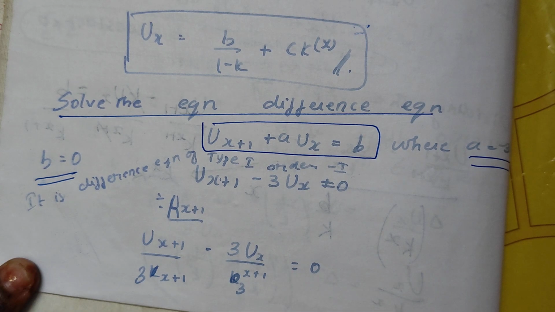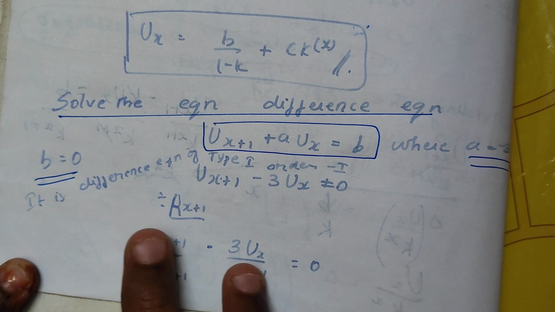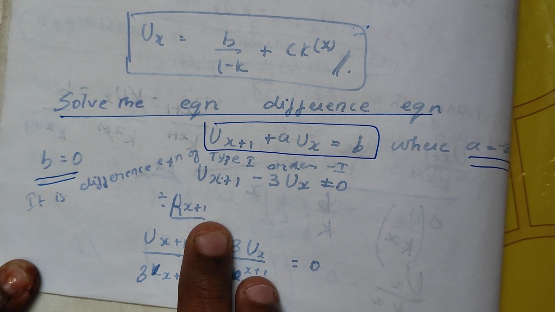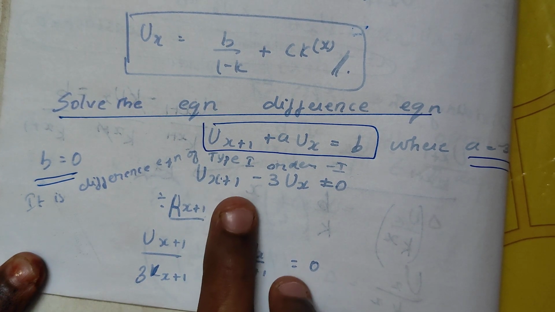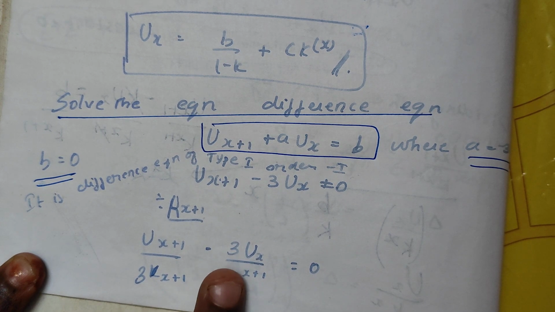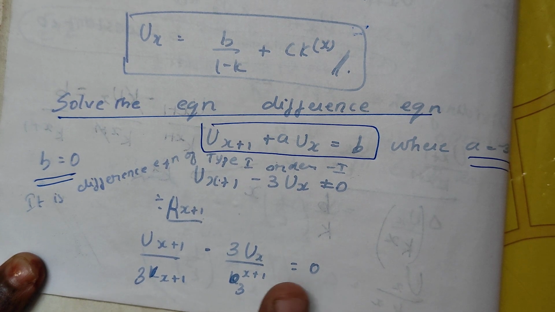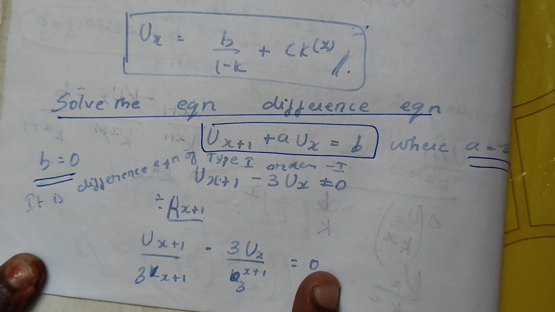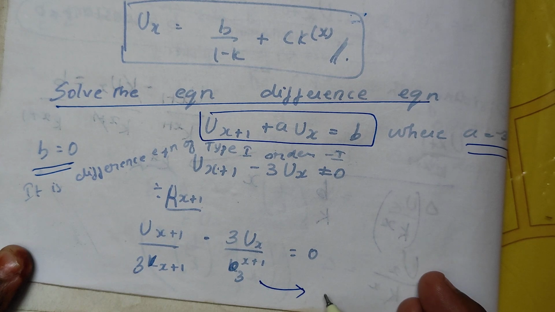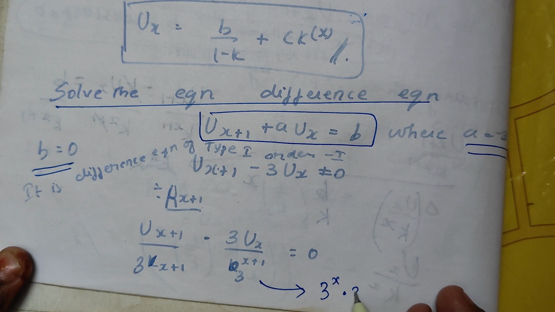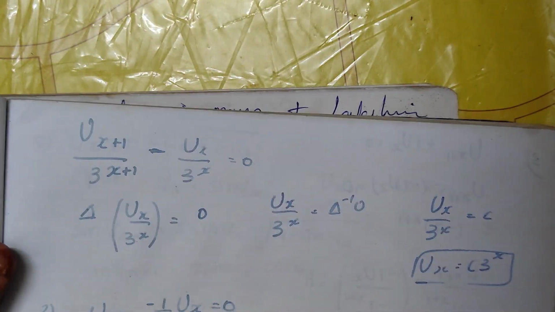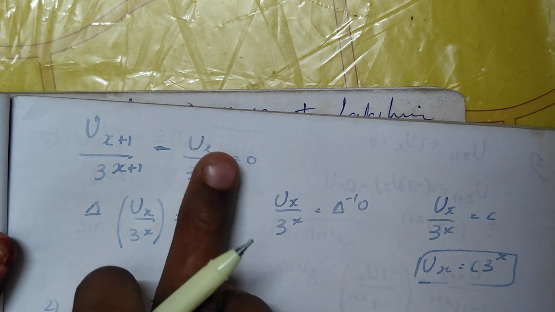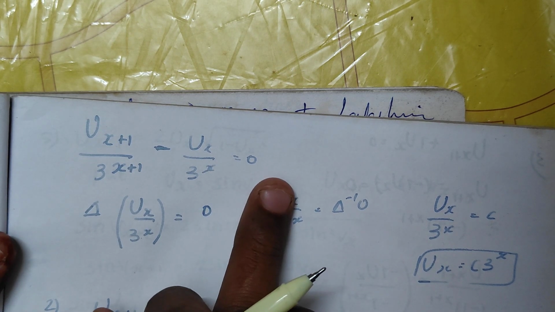We have already seen the procedure to solve the type 1 problem. What you have to do is divide by k power x plus 1. Here the value of k is 3. So divide by 3 power x plus 1: u(x+1) divided by 3 power x plus 1 minus 3 u(x) divided by 3 power x plus 1 equals 0. We can write 3 power x plus 1 as 3 power x into 3, so the 3 will get cancelled. You will get u(x+1) divided by 3 power x plus 1 minus u(x) divided by 3 power x equals 0.